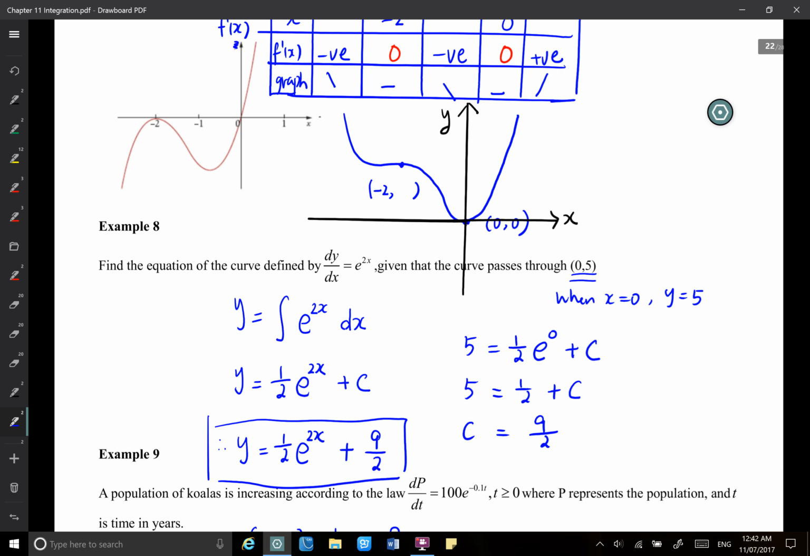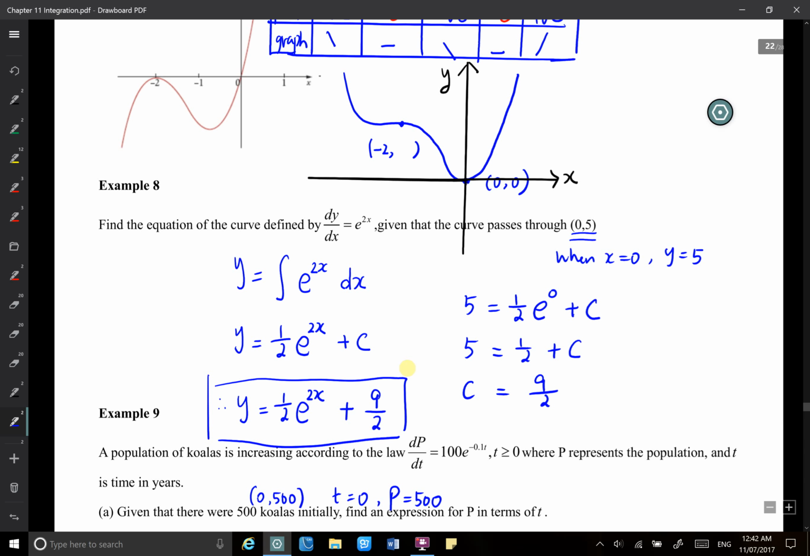Find the equation of the curve defined by dy/dx equals e to the power of 2x, given that the curve passes through (0, 5). So I can integrate e to the power of 2x to get the original function, but I need to add a constant at the back. I don't know how large this constant is, therefore I need another point to help me work out the c value. The curve passes through (0, 5), which means when x equals 0, y equals 5.